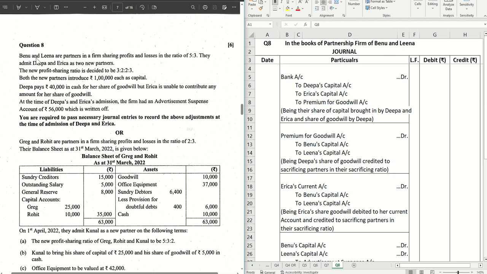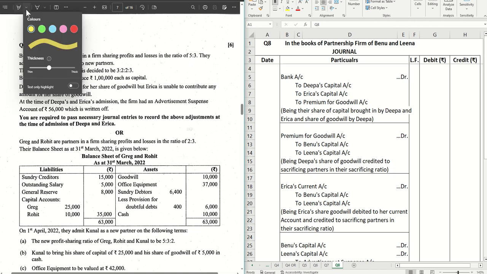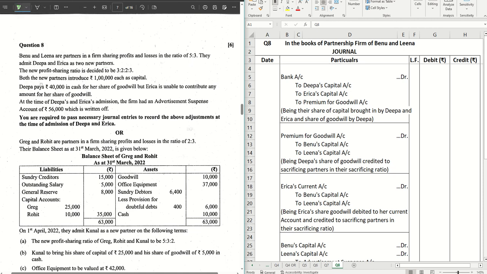We have Benu and Lena as our partners. The old PSR is given as 5:3. They admit Deepa and Erica. So in this case, two of the partners are admitted, Deepa and Erica. And the new PSR is already given to us here. Both the new partners introduced a capital of 1 lakh each. Deepa pays 40,000 in cash for her share of goodwill, but Erica is unable to contribute any amount for her share of goodwill.